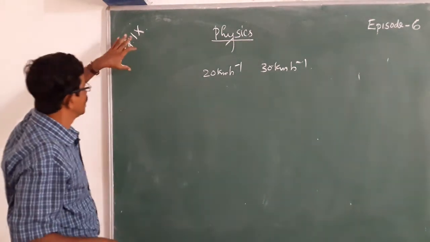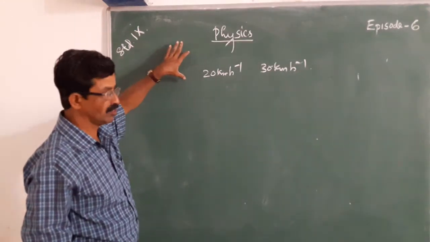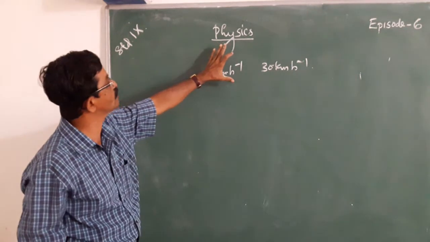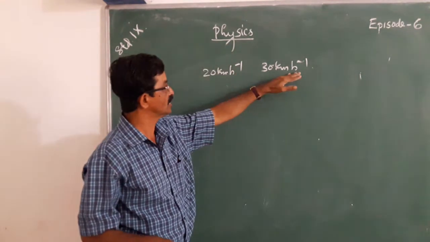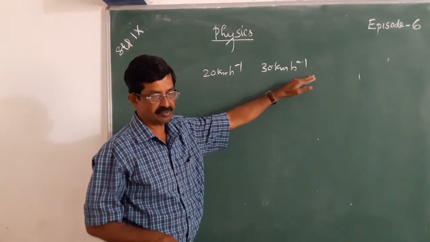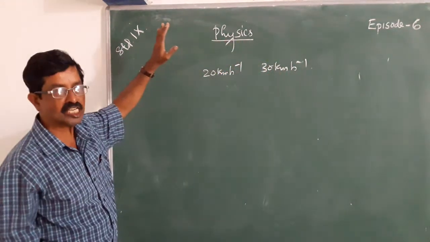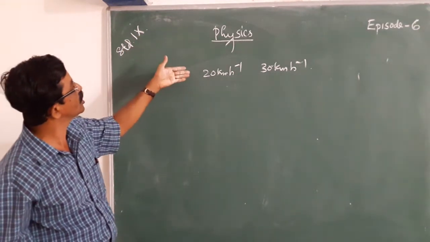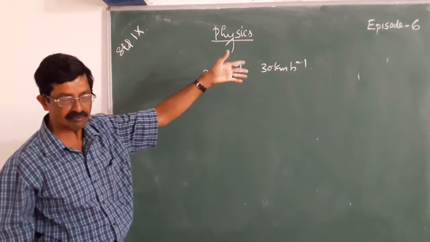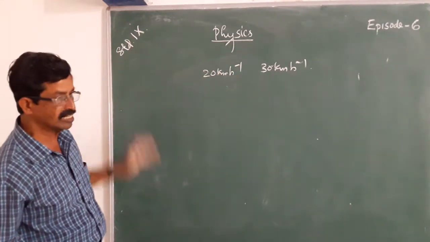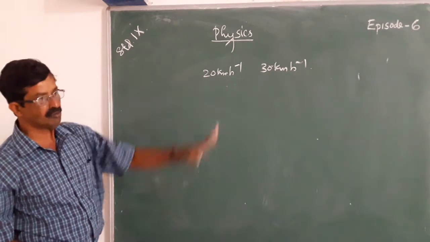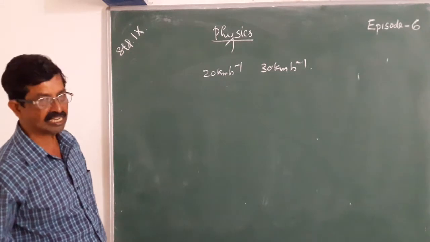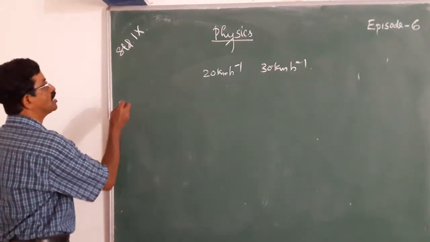That means Abdul, when going to school, runs at 20 km per hour, and returns at 30 km per hour. Now we want to find the average speed. We know average speed is initial speed plus final speed by 2. But here it is not uniformly accelerated. If it is uniform acceleration, then we can take it that way. Here we can find the time taken.